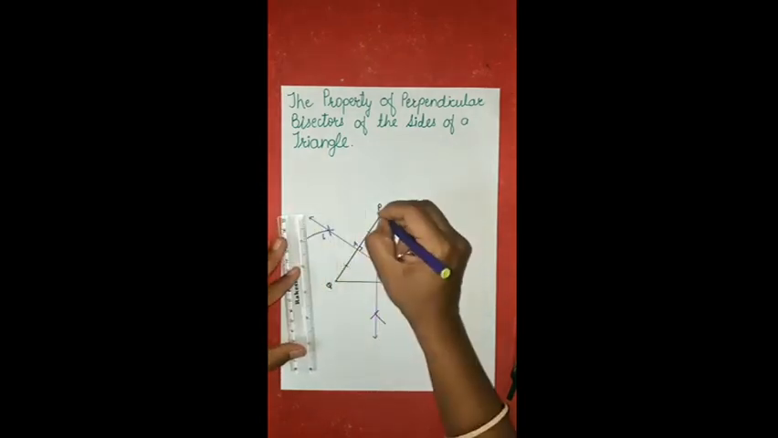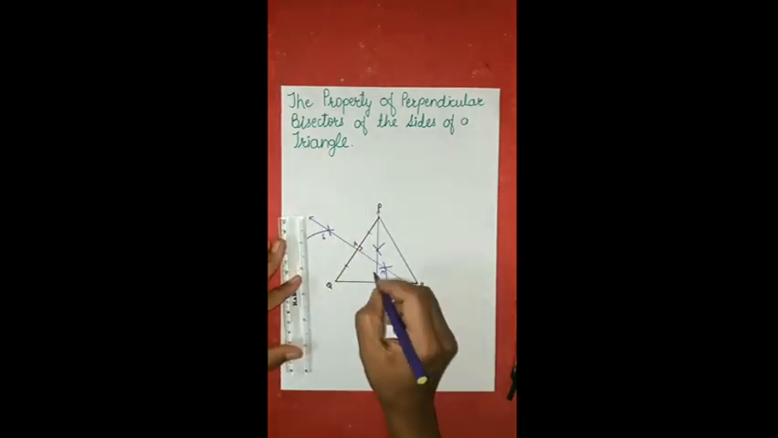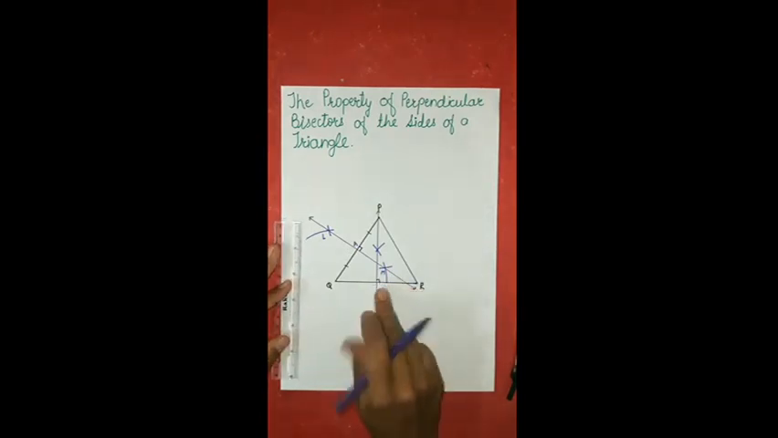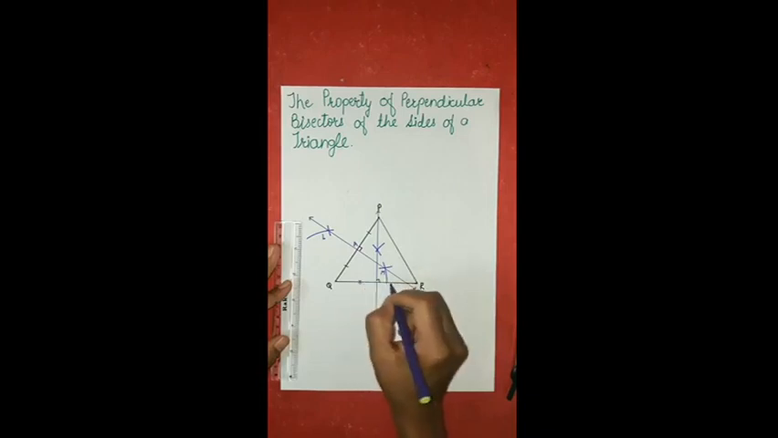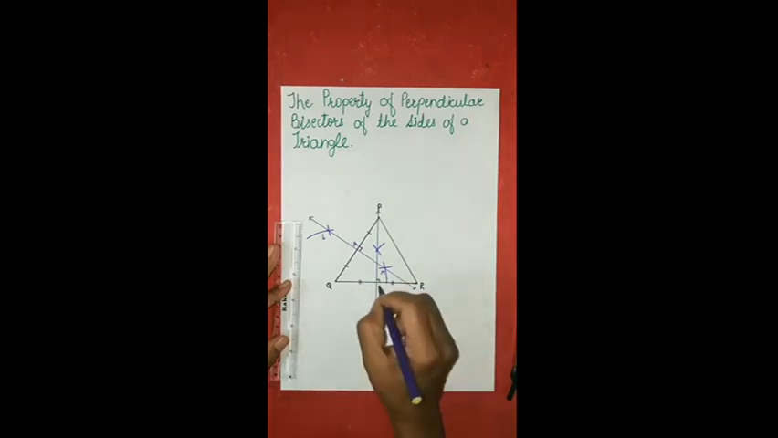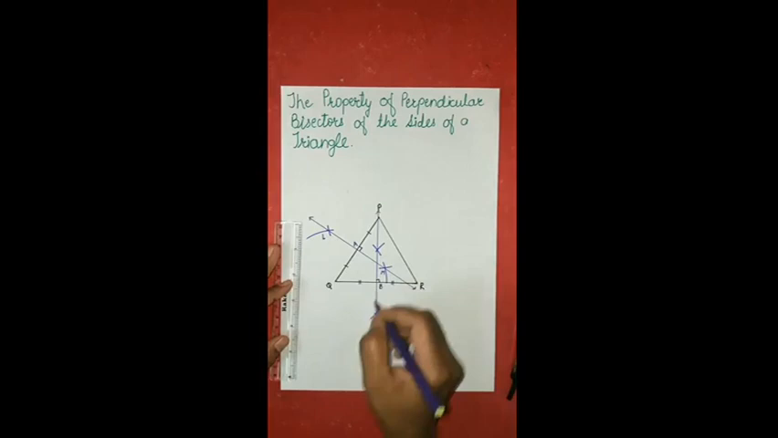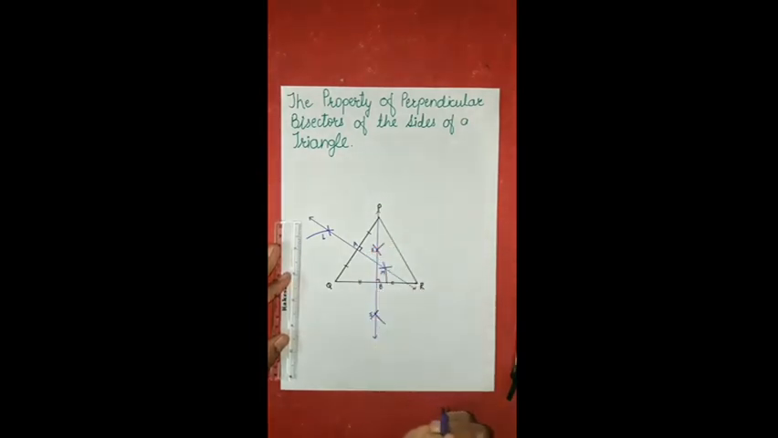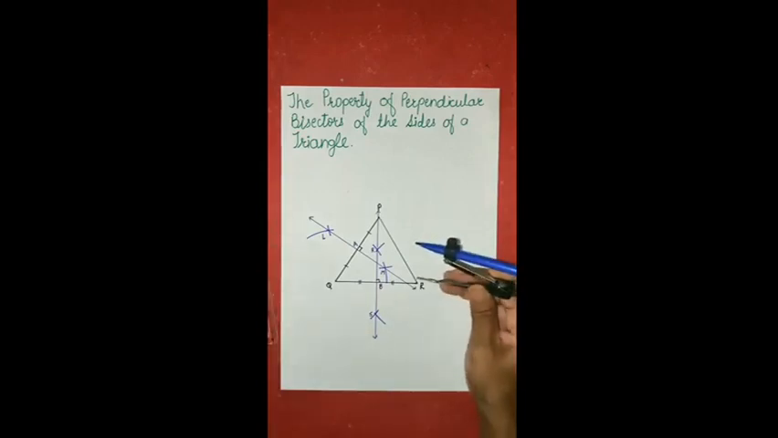Give the arrow. Give the names. As this is the perpendicular bisector, we will give the symbol of perpendicular as well as bisector. Give any name here, B, and any name to this line, RS. Now we will draw the perpendicular bisector of segment PR.